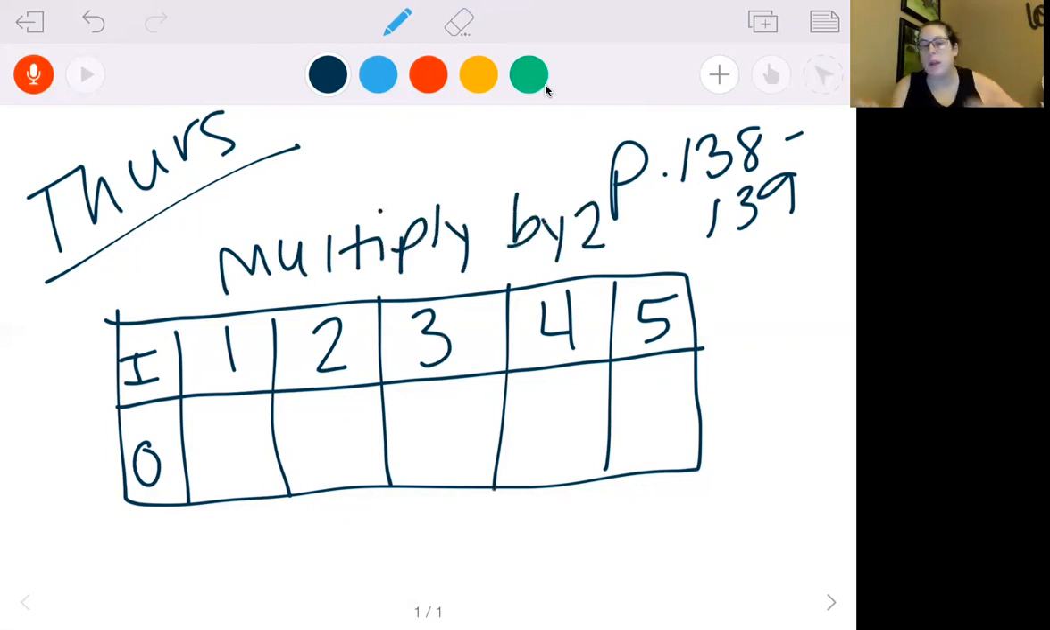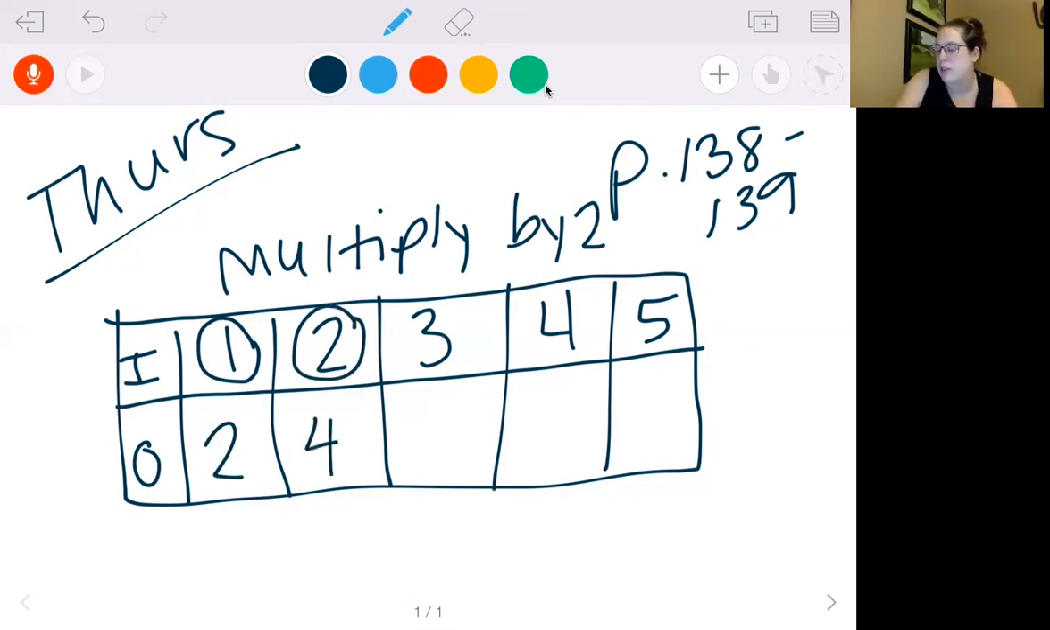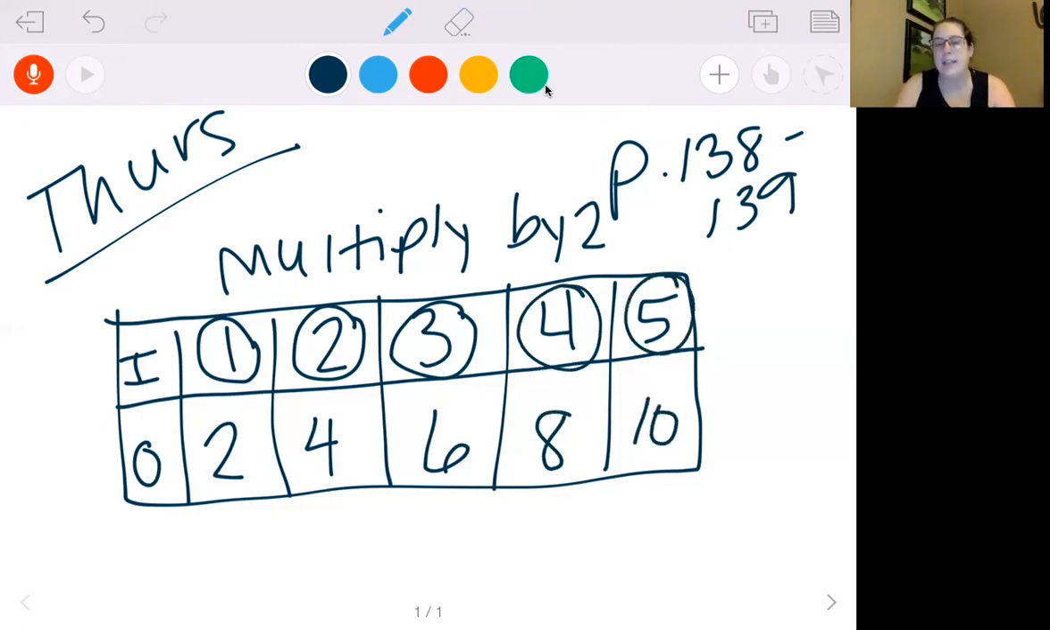by 2. So this is what you're going to get. You're going to take your input number and multiply it by 2. So 1 times 2 is 2. 2 times 2 is 4. 3 times 2 is 6. 4 times 2 is 8. 5 times 2 is 10.